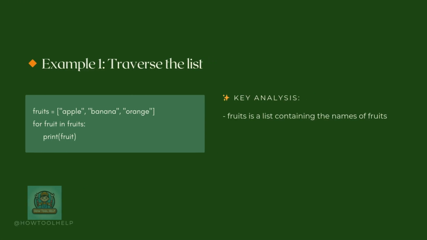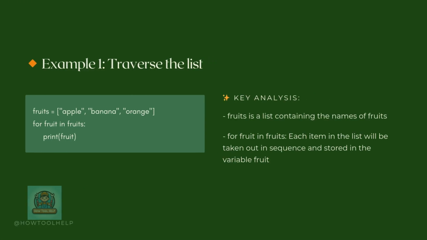The fruits list contains fruit names. The for fruit in fruits iterates over each item in the list and assigns it to the variable fruit. Inside the loop, print(fruit) prints the name of each fruit.